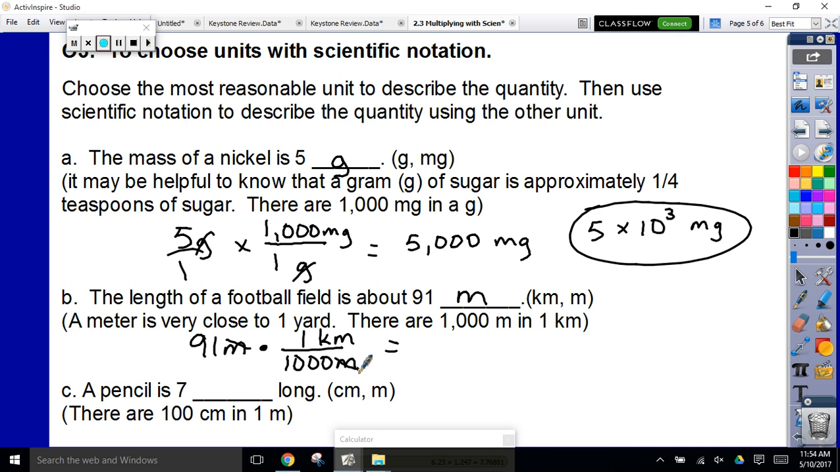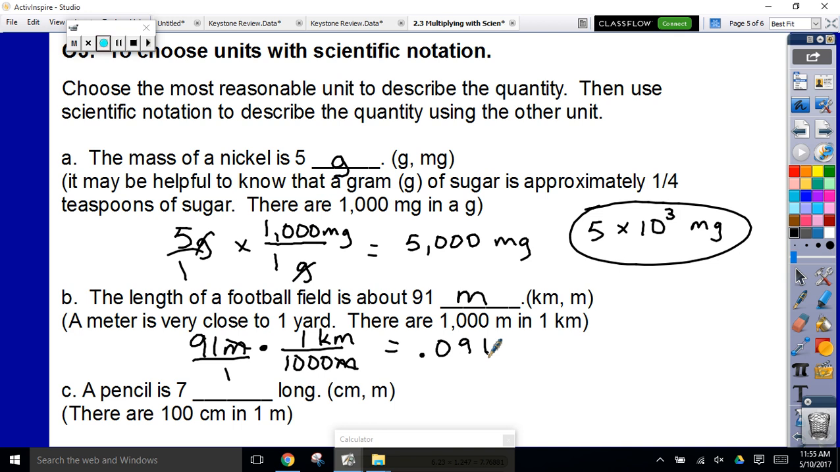Okay. Now, what are we going to do? Are we going to multiply these 91 and the 1,000, or are we going to divide them? Avery? We need to divide. Because if we multiplied our fractions straight across, we'd get 91 over 1,000, which we would have to divide to give us an answer. So when we do 91 divided by 1,000, we get 0.091, which we then want to write in scientific notation.